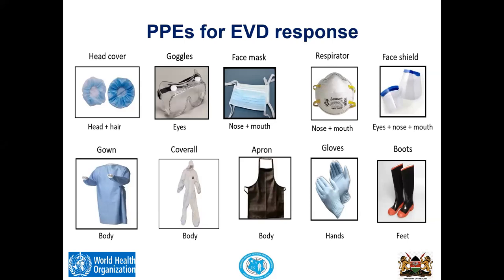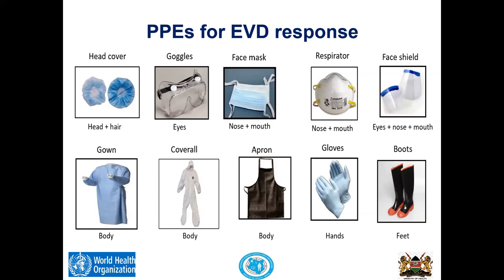What I want to say about the PPEs now is that, number one, you need to have a checklist so that as you deploy, you make sure that you have all the PPEs. Number two, the PPEs must be of the right size. I've seen situations where a team is deploying to the field and one member of the team probably wears shoe size number 38 and the only boots available are size 44. And that now means that it will not be possible for that particular team member to promptly or effectively respond to the outbreak.